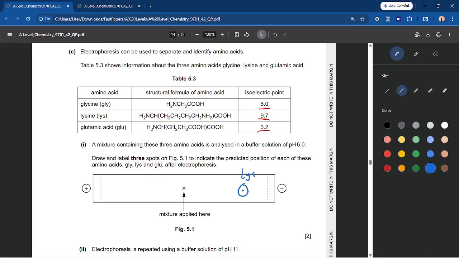We'll write that down: lysine. We'll use green for glycine. Over here, this will be gly. And we'll use good old red for this. This will be close to the positive one, so this will be for glutamic acid. So again, the lower the isoelectric point is, the closer to the positive pole.